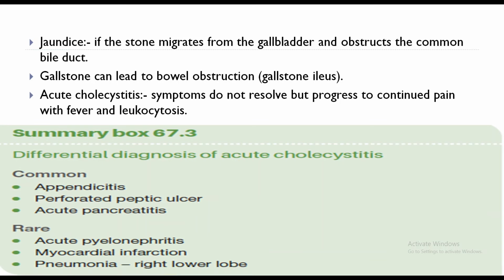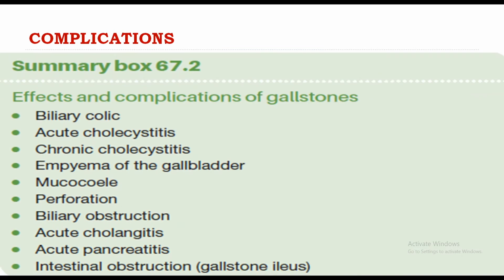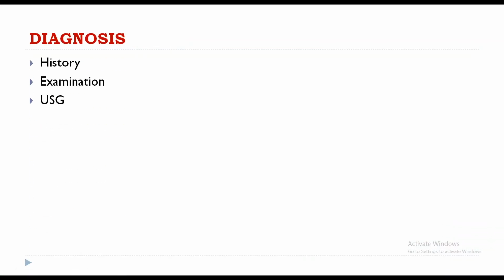The differential diagnosis of acute cholecystitis are appendicitis, perforated peptic ulcer, acute pancreatitis. These were the common ones. The rare ones are acute pyelonephritis, myocardial infarction, and pneumonia, right lower lobe. Complications are biliary colic, acute cholecystitis, chronic cholecystitis, empyema of the gallbladder, mucosal perforation, biliary obstruction, acute cholangitis, acute pancreatitis, and gallstone ileus.